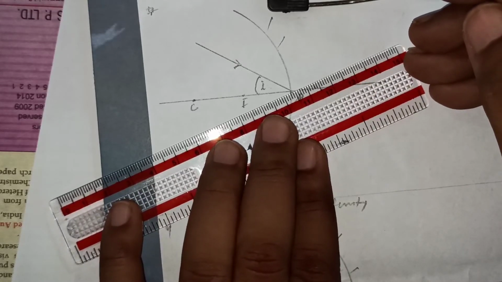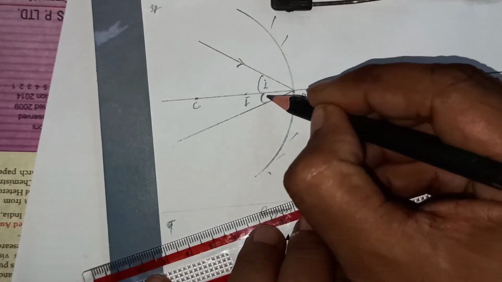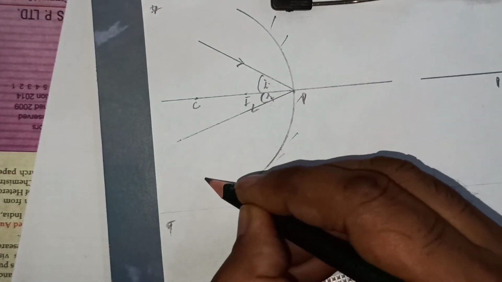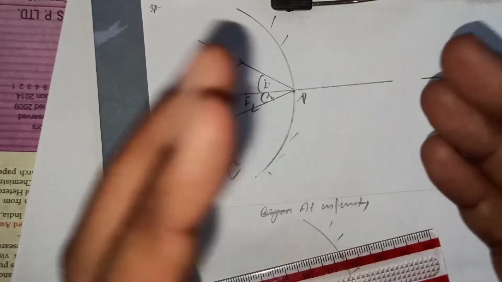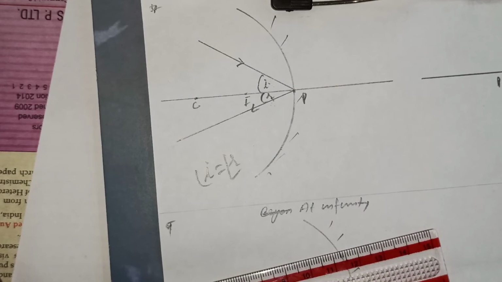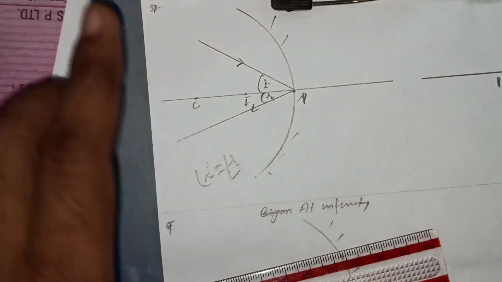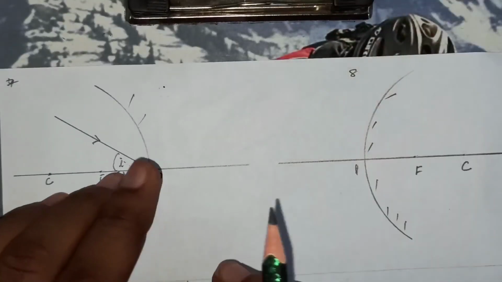That is why I am saying, make it here and draw. Whatever the angle I is, the same is angle R. So I is equal to R. If I is 20, R is 20. If I is 30, R is 30. If I is 50, R is 50. Same way, exactly in a similar fashion here also.